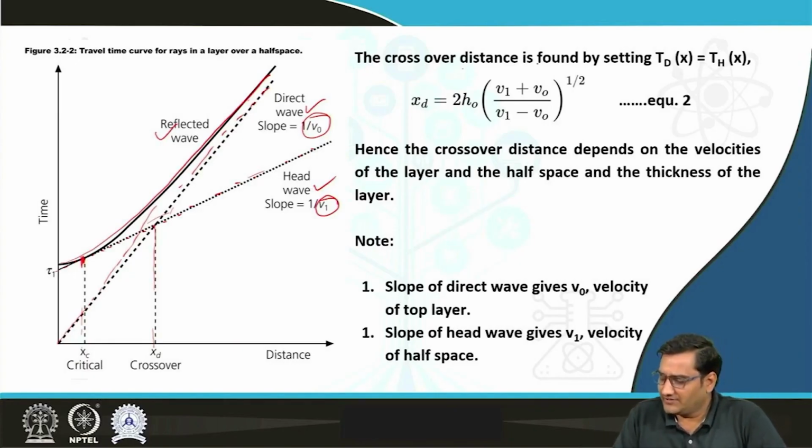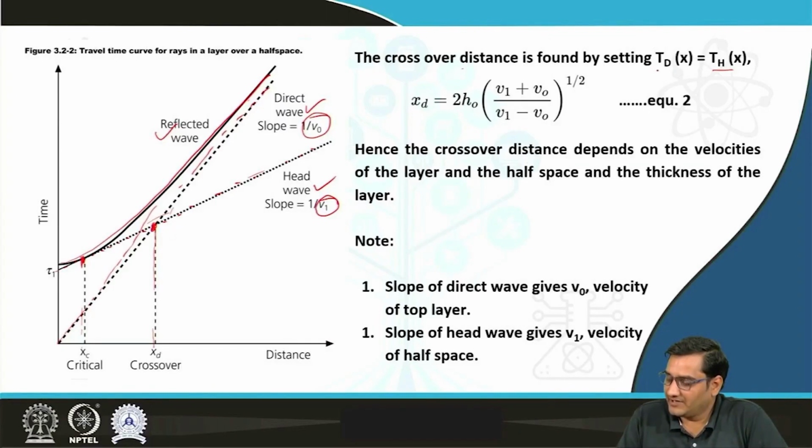The crossover distance is found by setting Td equal to Th, that is where the intersection happens, where the direct wave has the same time as the head wave. That means this is the minimum distance at which the head wave starts to appear first, before the direct wave.